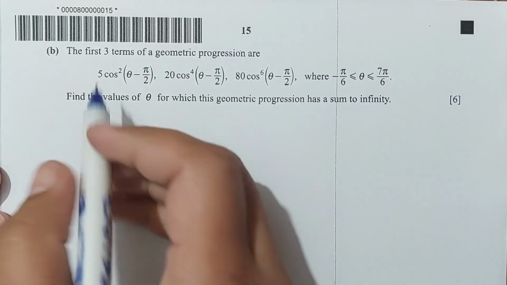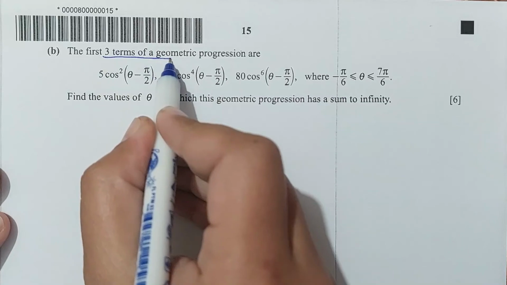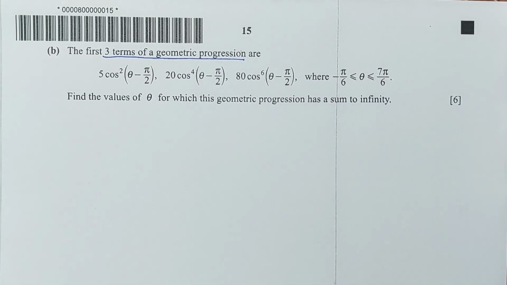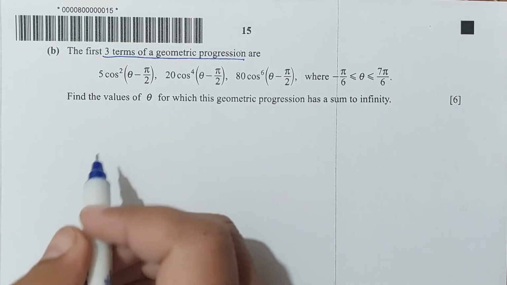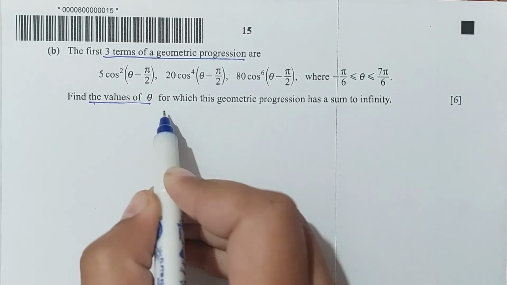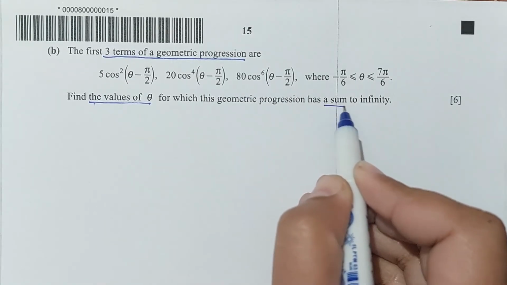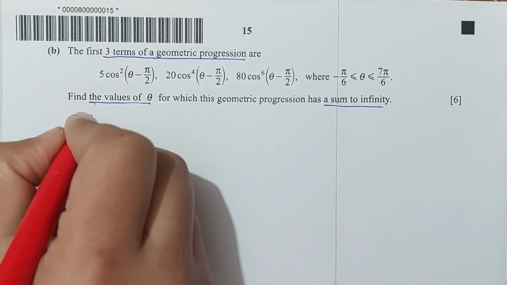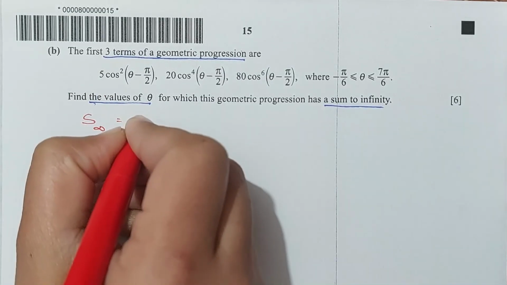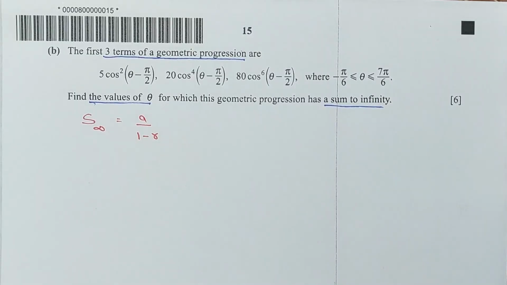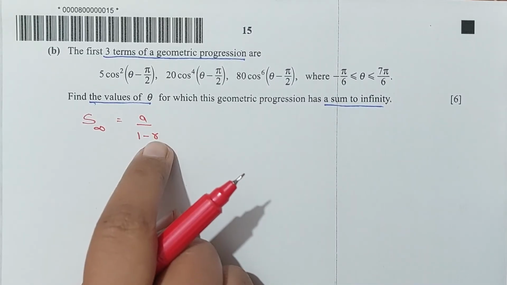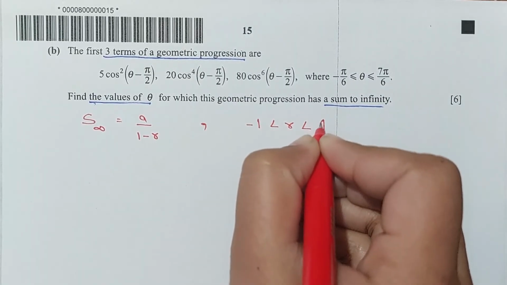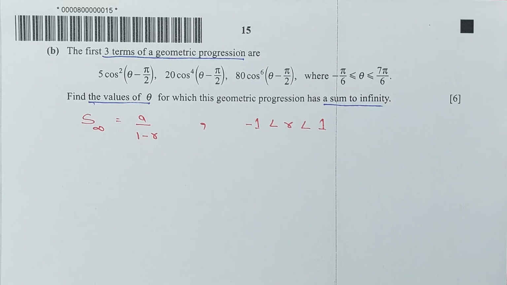Now for part B, the first three terms of a geometric progression are given, and theta is between minus pi by 6 to 7 pi by 6. Find the values of theta for which this geometric progression has sum to infinity. The geometric progression sum to infinity formula is S infinity equals a over 1 minus r, where a is the first term, r is the common ratio, and r must lie between minus 1 and 1.